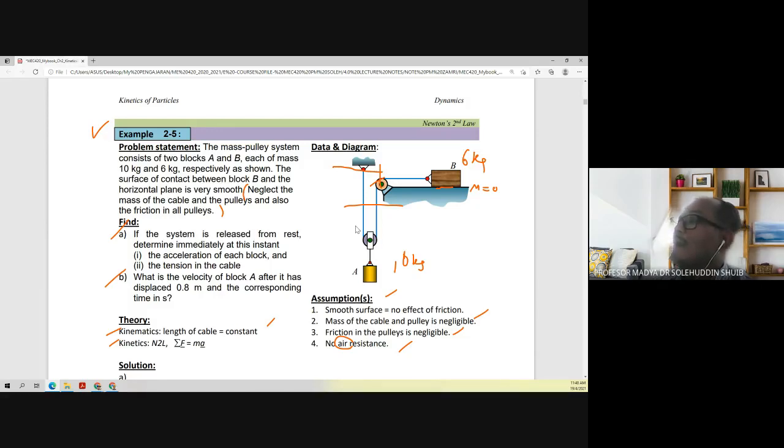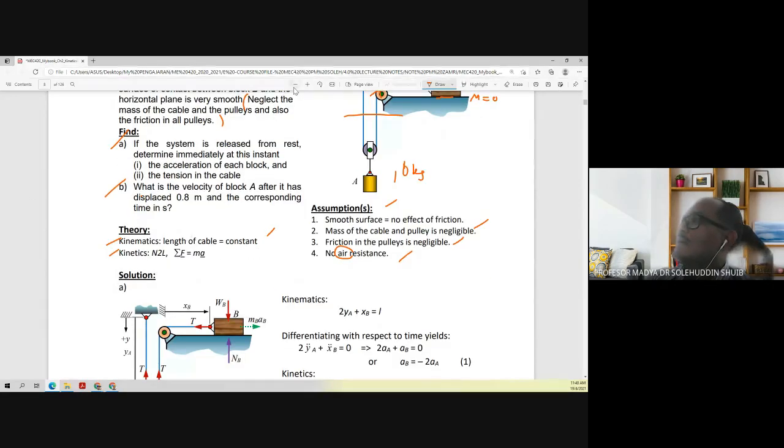But for the normal case, the one that we design, the normal size, big size, we can neglect air resistance. Okay, these are the things you need to do when you get the problem: look at the diagram to find out what theory you're going to use and what the assumptions are. We proceed.